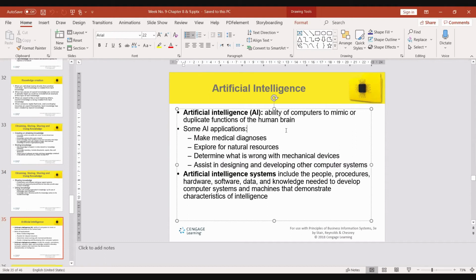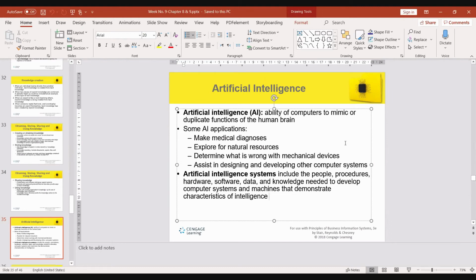So this is called artificial intelligence, and I think you guys have the basic knowledge about AI, right? You're familiar with artificial intelligence? Yes, doctor. So this includes the people, procedures, hardware, software, data, and knowledge needed to develop computer systems and machines that demonstrate the characteristics of intelligence, making the machine intelligent like a human.